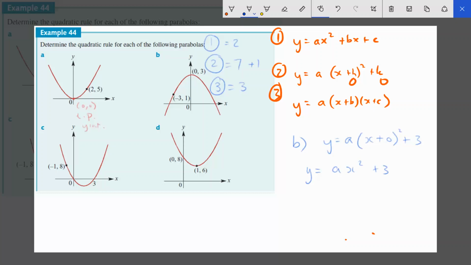Okay? So have a look at C. What would you use for C? Equations 1, 2, or 3. So look at it. How many x-intercepts do I have? How many have they given you? You want to know what the x-intercepts are. You want to know, have they given you a turning point? Have they given you 3 pieces of information?